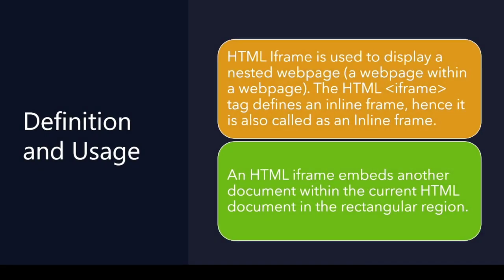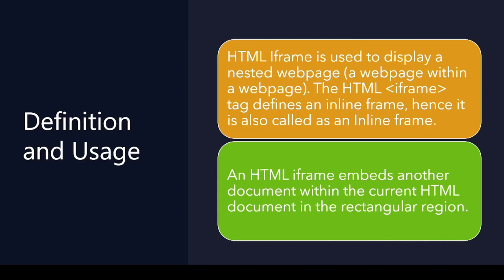First of all, let's see the definition. HTML iframe is used to display a nested web page, a web page within a web page. The iframe tag defines an inline frame, hence it is also called an inline frame. An HTML iframe embeds another document within the current HTML document in a rectangular region.